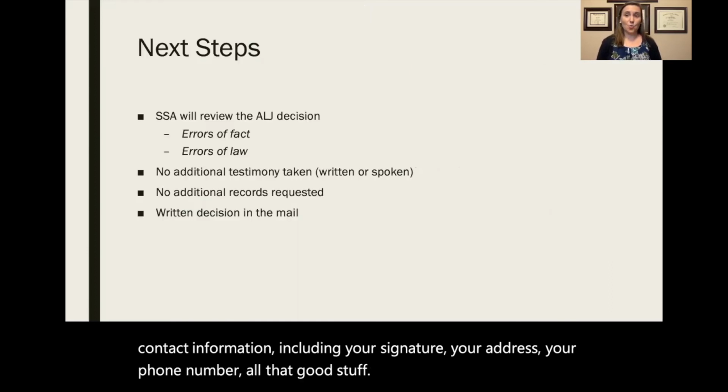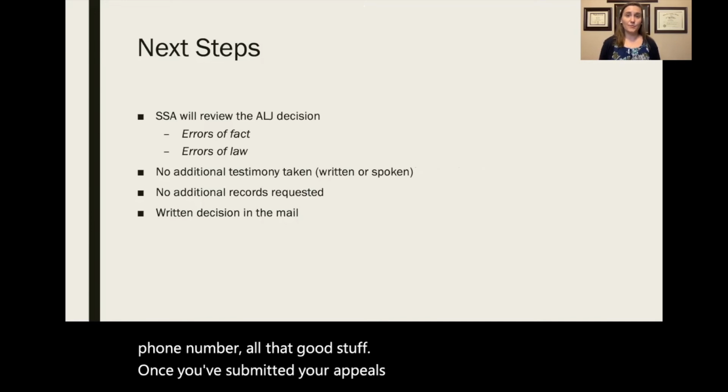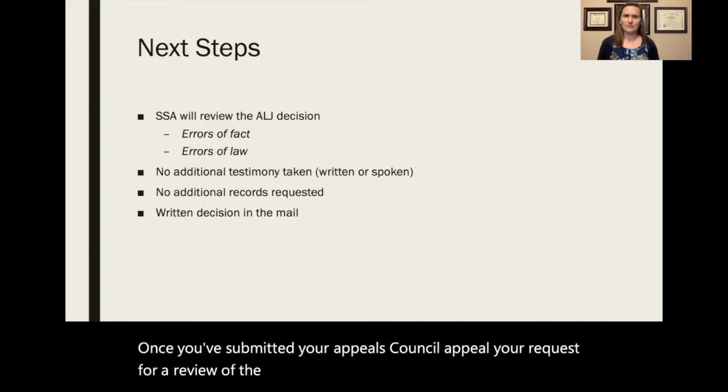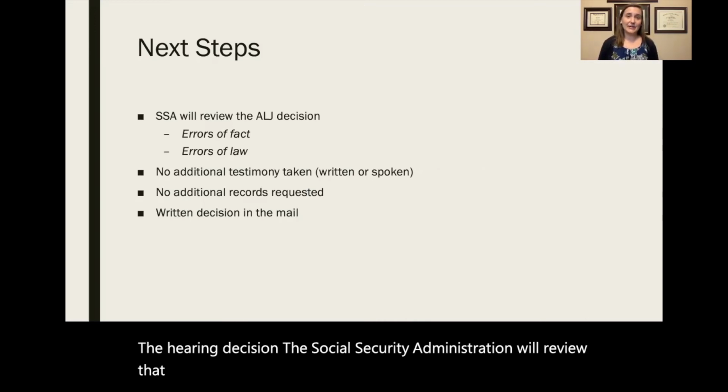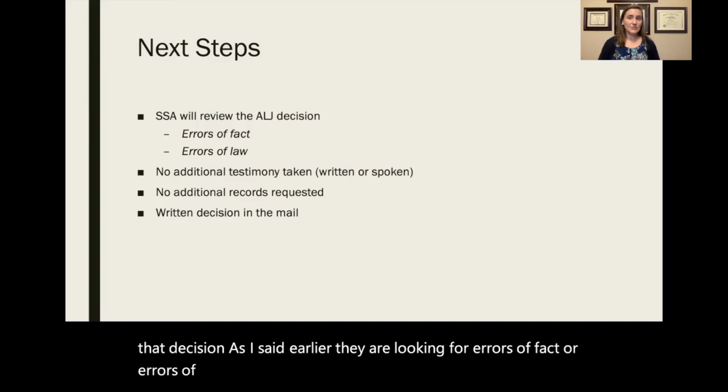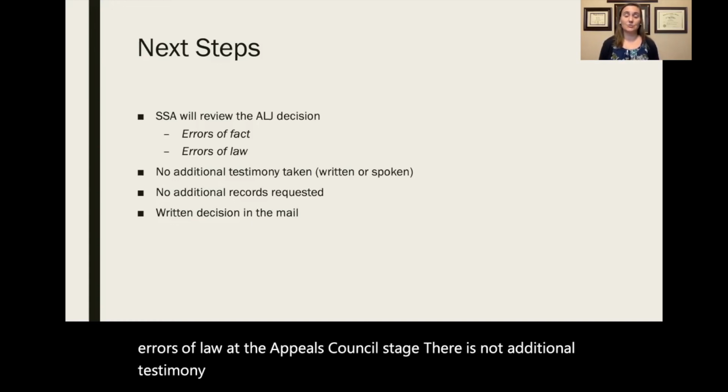Once you've submitted your request for review of the hearing decision, the Social Security Administration will review that decision. As I said earlier, they are looking for errors of fact or errors of law. At the Appeals Council stage, there is not additional testimony taken. You don't submit additional written testimony. You don't submit additional spoken testimony.